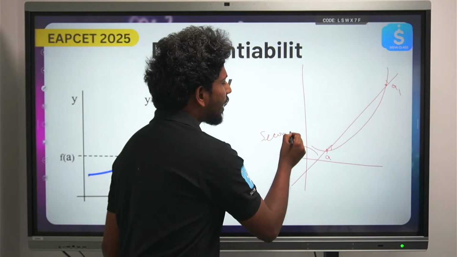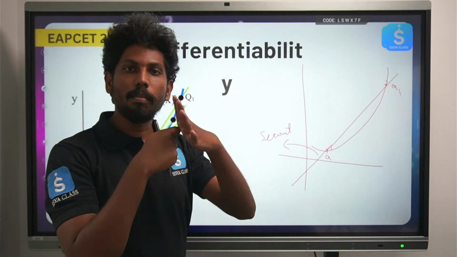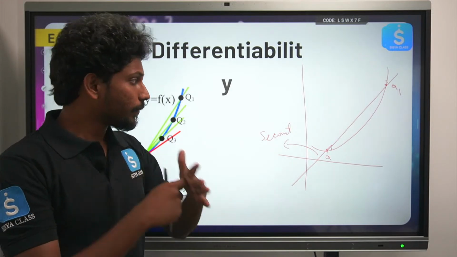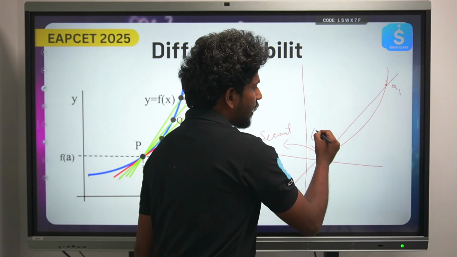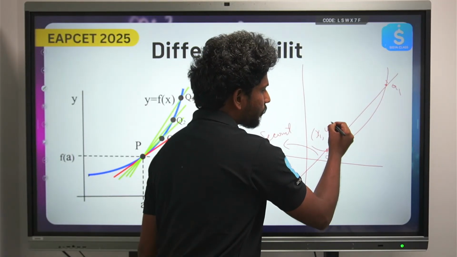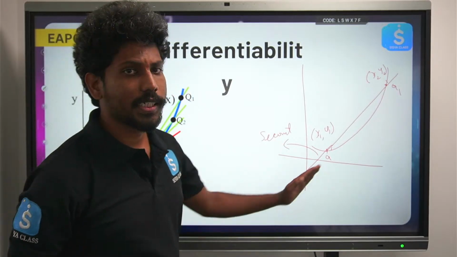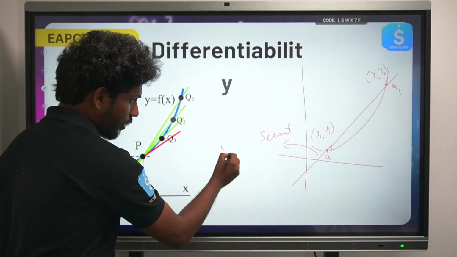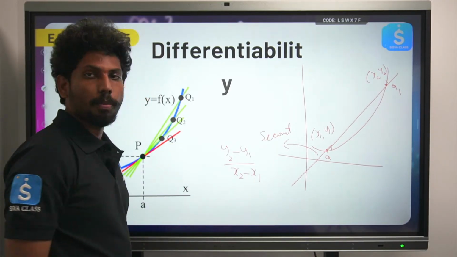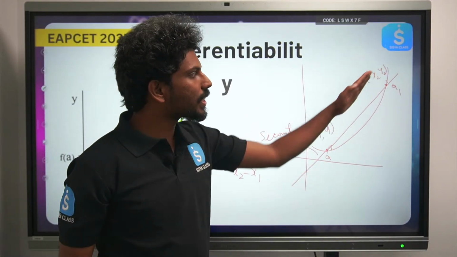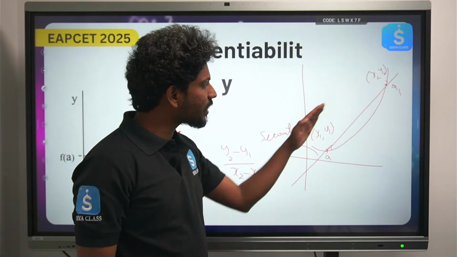What is meant by tangent? The line that is touching the curve at only one point is called the tangent, right? Now what is the slope of this line? Suppose let's take this as x1 comma y1 and this as x2 comma y2. What is the slope of the secant line? It is nothing but y2 minus y1 by x2 minus x1, right? This is the slope of the line. But is this line a tangent line? No, it is not a tangent line. This is called a secant line.